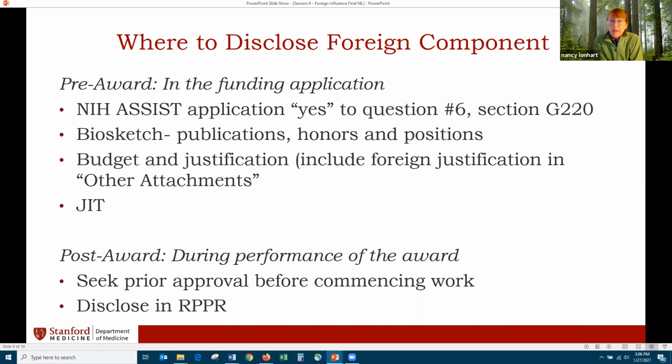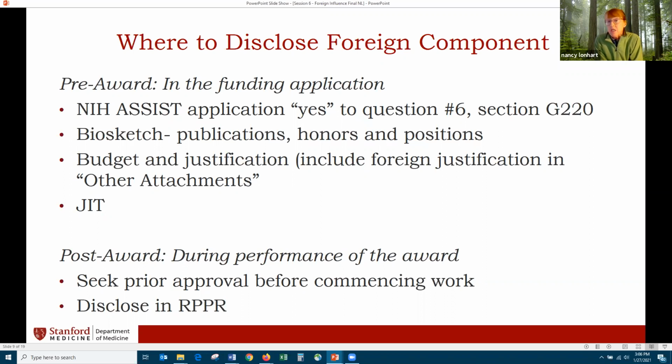And you'll answer yes. And if you answer yes, there obviously is going to be a budget, and there's going to then be the need for a foreign justification for that budget. And that is where we put that budget in the other attachments. We also, with our key personnel, are going to identify it in the biosketch.